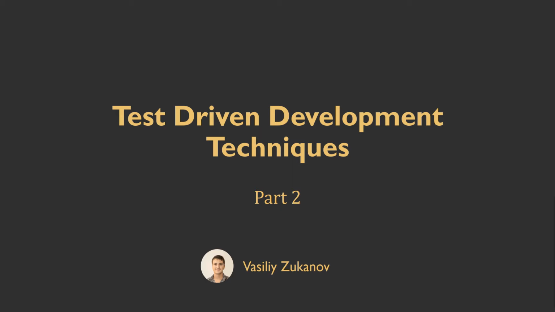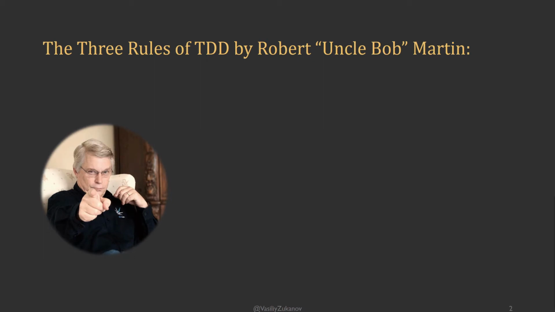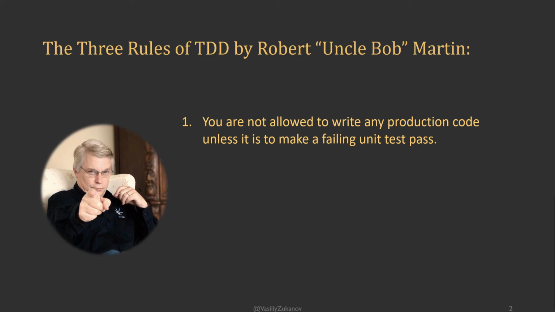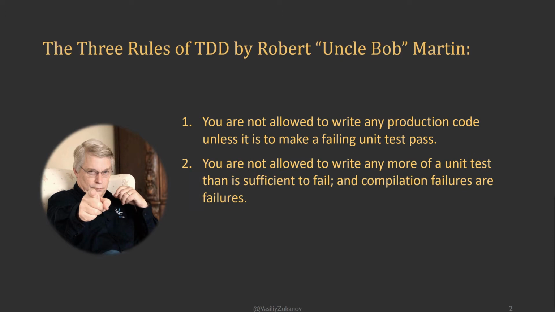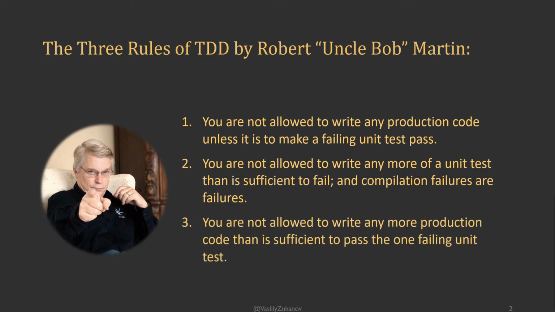In the previous video we started the implementation of instructor schedule class using Uncle Bob's test-driven development technique. This technique is based on just three simple rules. You are not allowed to write any production code unless it is to make a failing unit test pass. You are not allowed to write any more of a unit test than is sufficient to fail, and compilation failures are failures. You are not allowed to write any more production code than is sufficient to pass the one failing unit test.